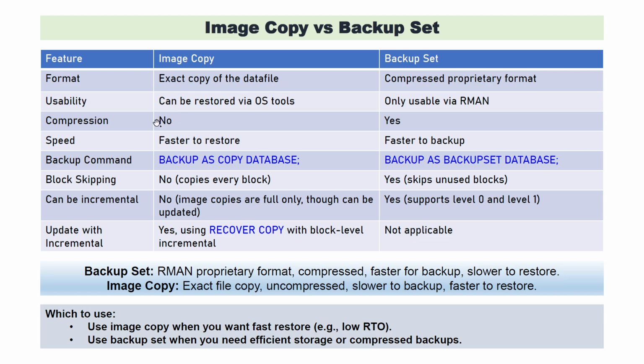In image copy, compression: no. In backup set, compression: yes. Speed: image copies are faster to restore because you don't have to read a backup set. It's just a copy of the data file. You can just switch the database to the copy, or you can physically copy those data files. The backup set is faster to back up because it will not back up the unused blocks. However, the image copy will copy the unused blocks.